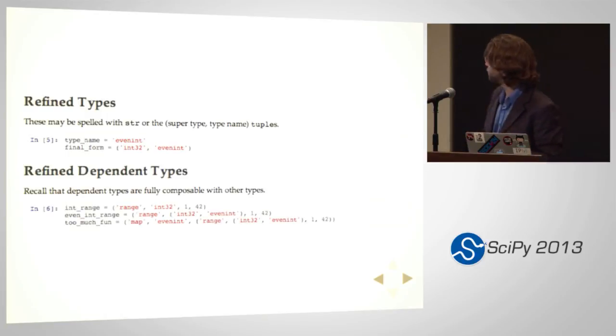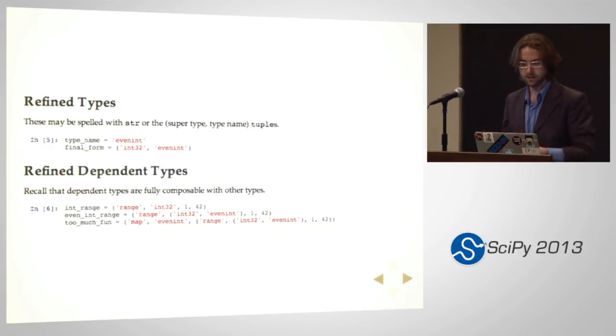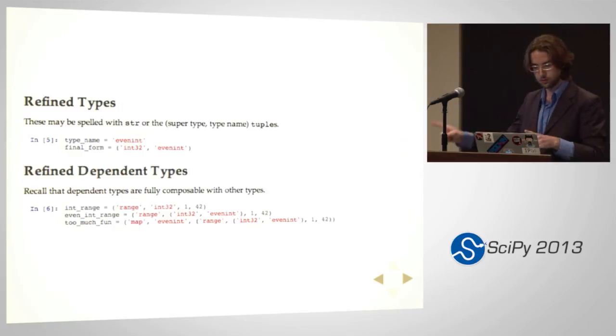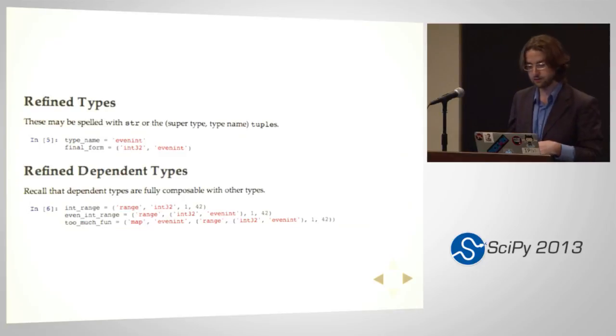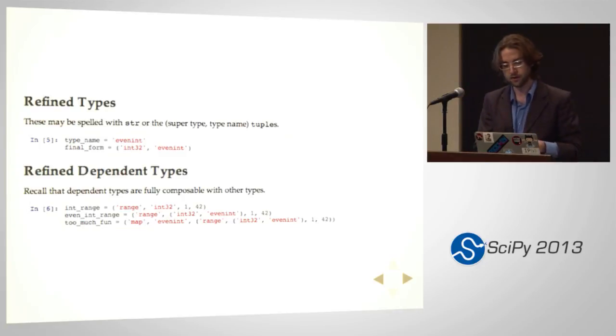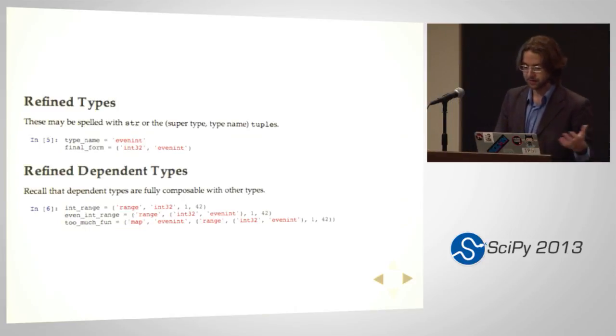So say you have some range type which takes a type as an argument and then the range of values it goes from. Here you might have a range of integers from 1 to 42, and that's how you would spell it, just with a tuple right out. This has 3 template arguments. If you want an even int range, using our even integer type from before, you can instead put in the even int tuple right there. And then right down at the bottom, we have a map from even integers to a range of even integers.